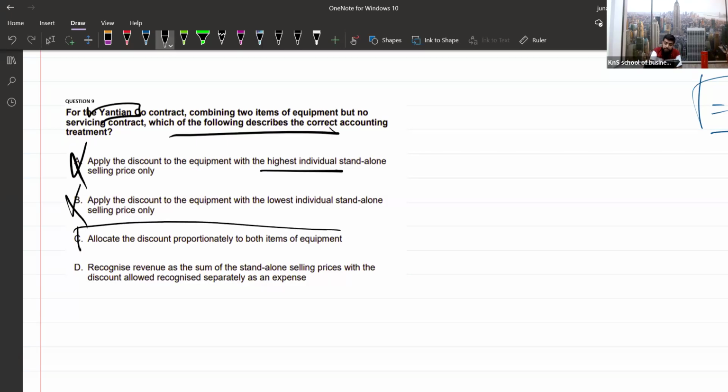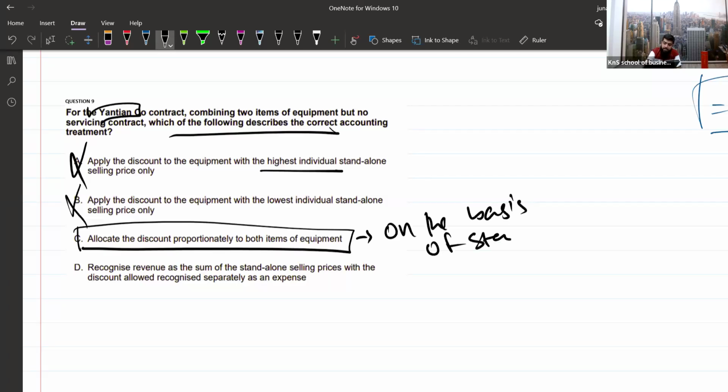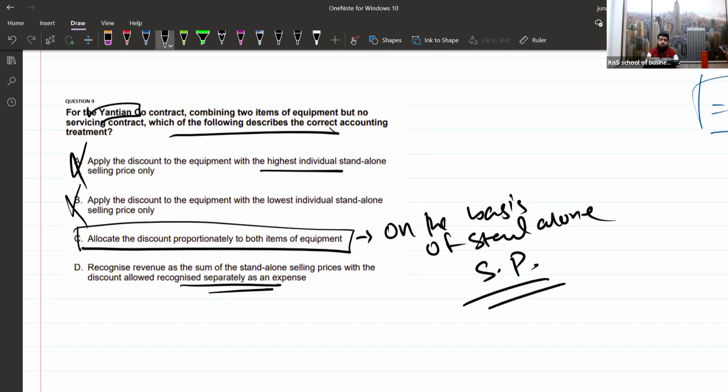Allocate the discount proportionately to both the equipment. Yes. And if I just complete this sentence, on the basis of standalone selling price, as we did in the previous requirement. Last one, let's read out the last one as well. Recognize the revenue as the sum of standalone selling prices with the discount allowed, recognizing the separate as an expense. No, the discount allowed will be adjusted in the price of that particular standalone selling price. So option C is the correct answer.